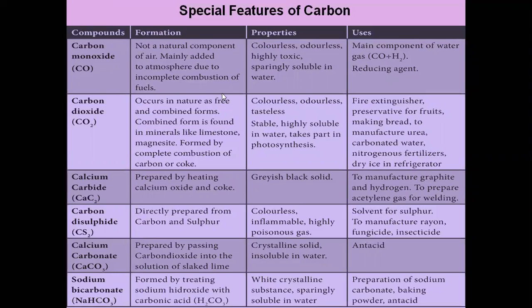Okay, so the carbon monoxide is mainly in the atmosphere, formed by incomplete combustion of fuels, that is, incomplete reaction of the fuels to form carbon monoxide. The properties of carbon monoxide: it is colorless, odorless, highly toxic, and freely soluble in water. Okay, so the carbon monoxide is soluble in water. It is very toxic. Okay, it is colorless and has no smell, that is odorless.